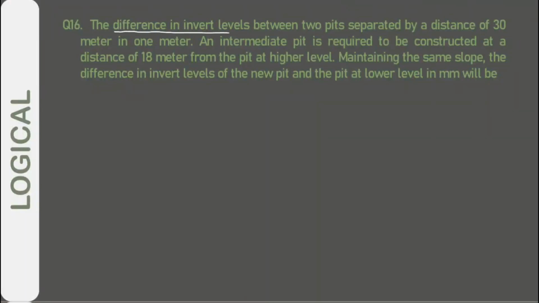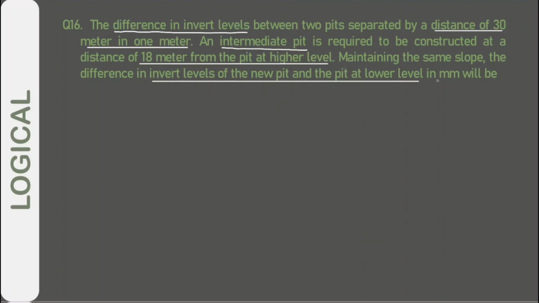The difference in invert level between two pits separated by a distance of 30 meters is 1 meter. An intermediate pit is required to be constructed at a distance of 18 meters from the pit at a higher level. Maintaining the same slope, the difference in invert level of the new pit and the pit at lower level in mm will be. So let's see, this is pit number 1 and this is pit number 2.